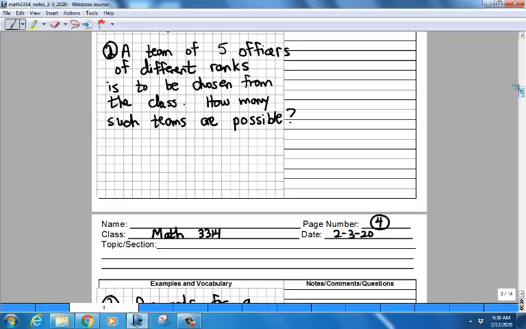How many such teams are possible? So we're not just picking a team of 5 equal team members, right? Each person that we pick on the team is going to have a particular rank, right? So we have to build a team that way. Can you all describe for me now an algorithm for building the team? So what's an algorithm for building the team?